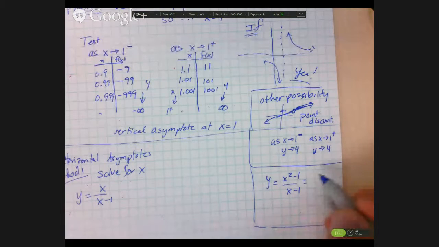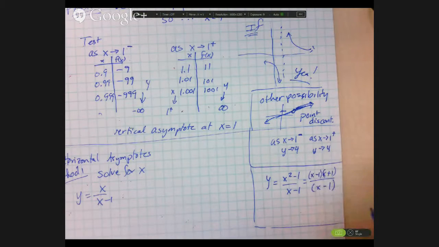Can I factor the top there? What do you notice right here? Yeah, so there's a 0. That's when a point discontinuity happens.